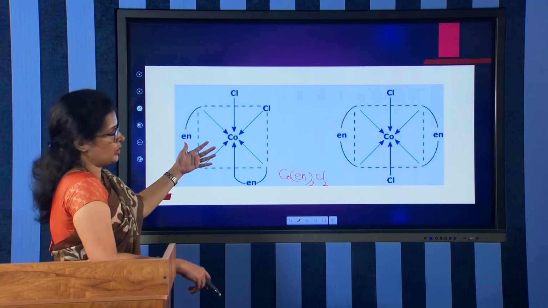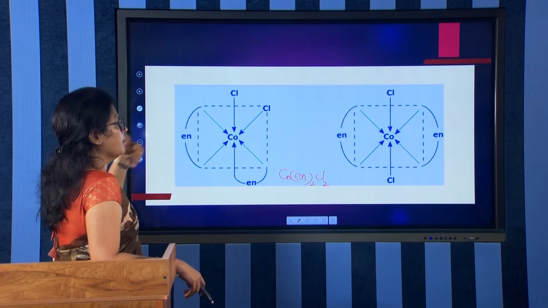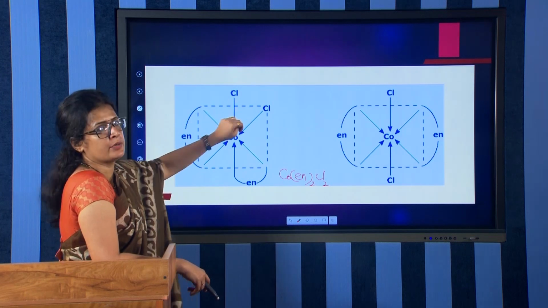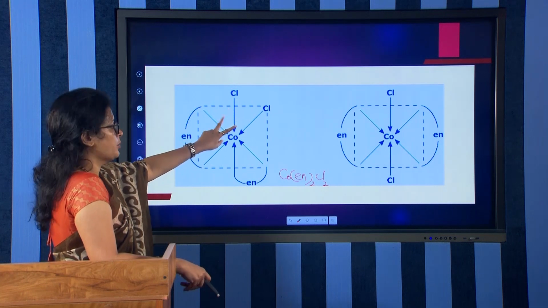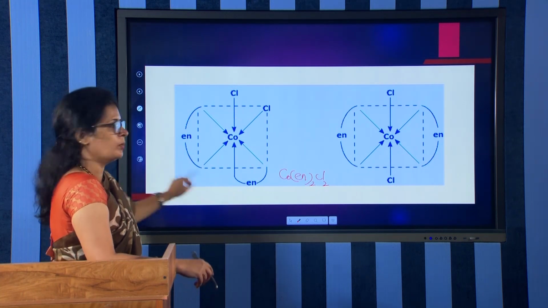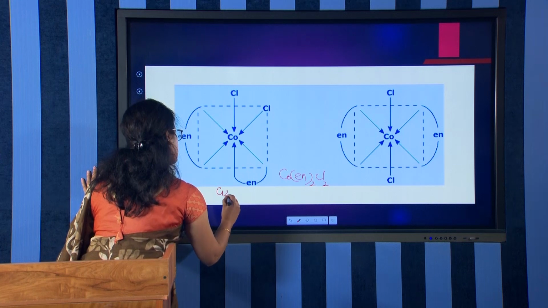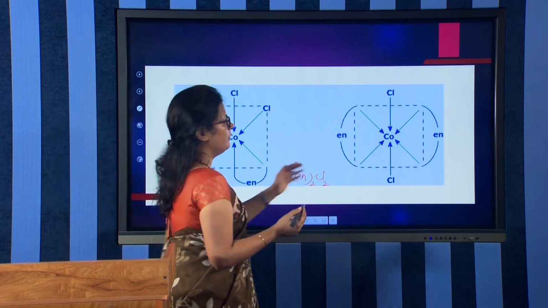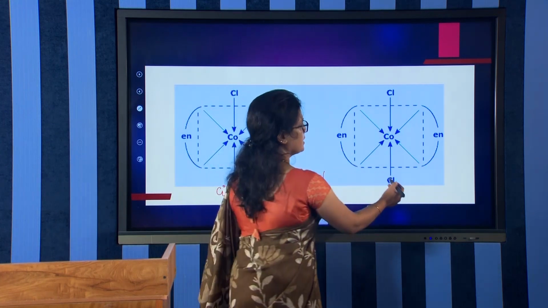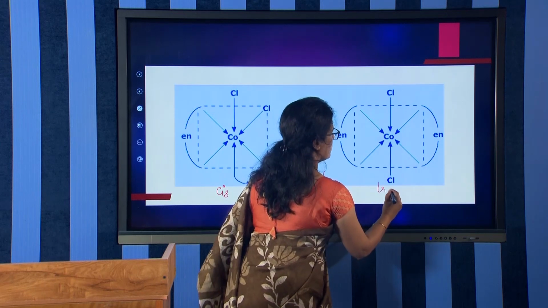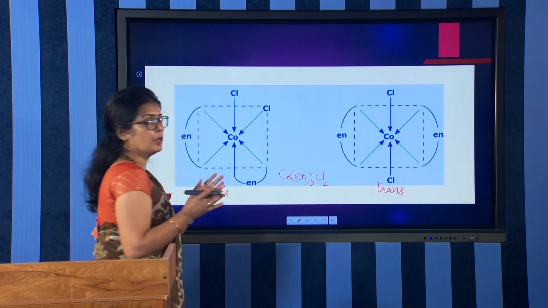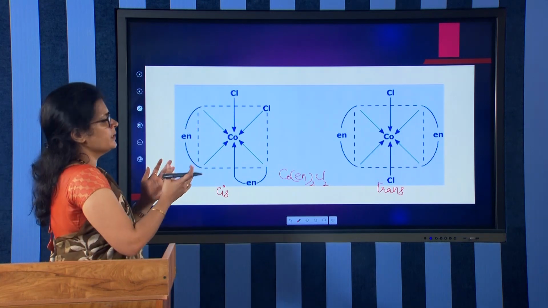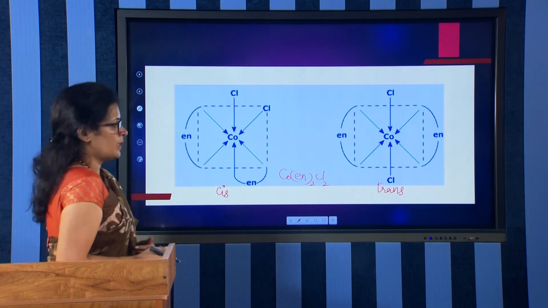See the structure, see the orientation of ligands here. Here these 2 chloride ligands are in a cis position, so this is called a cis isomer. And when we look at this complex, the chloride ions are in a trans position. It is a trans isomer, similar groups on the opposite positions. So this type of complex shows cis-trans isomerism.